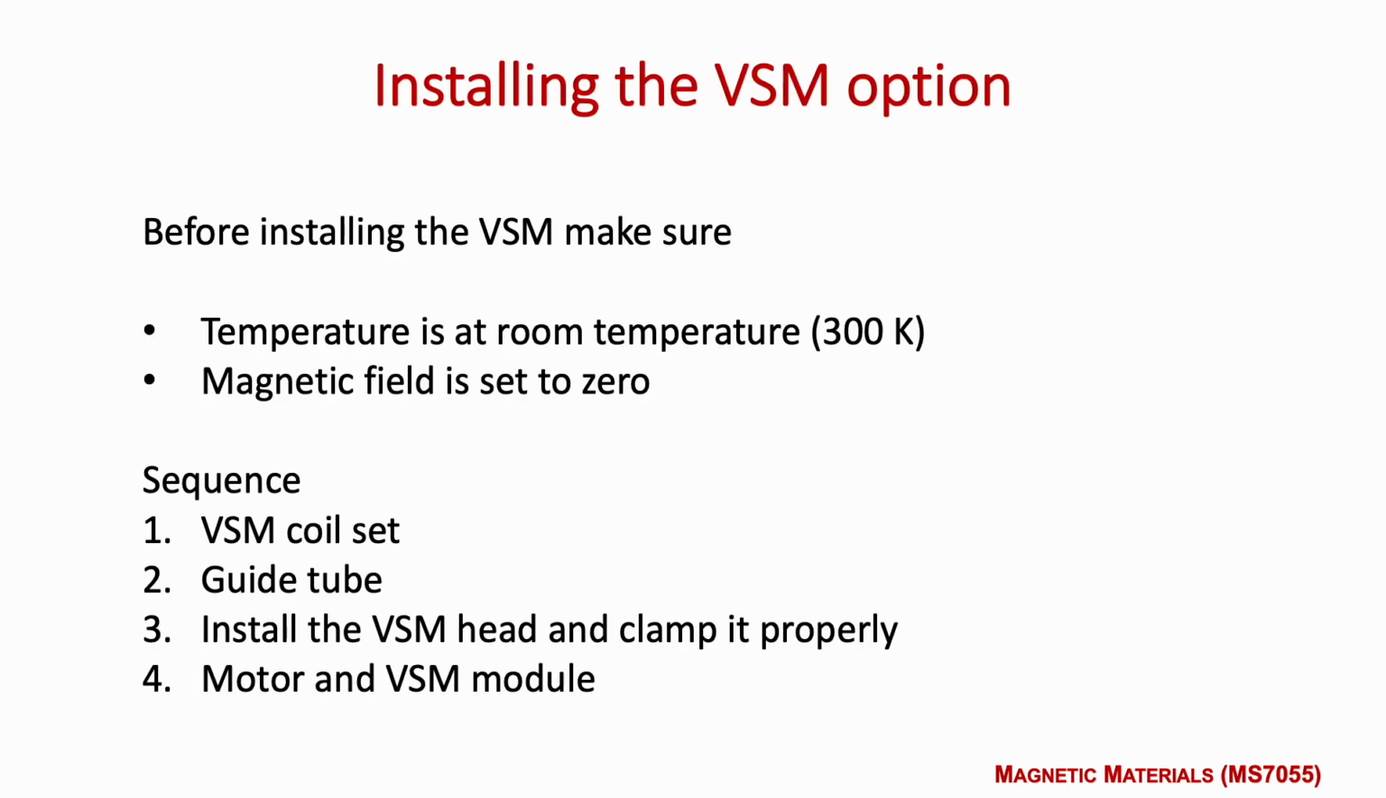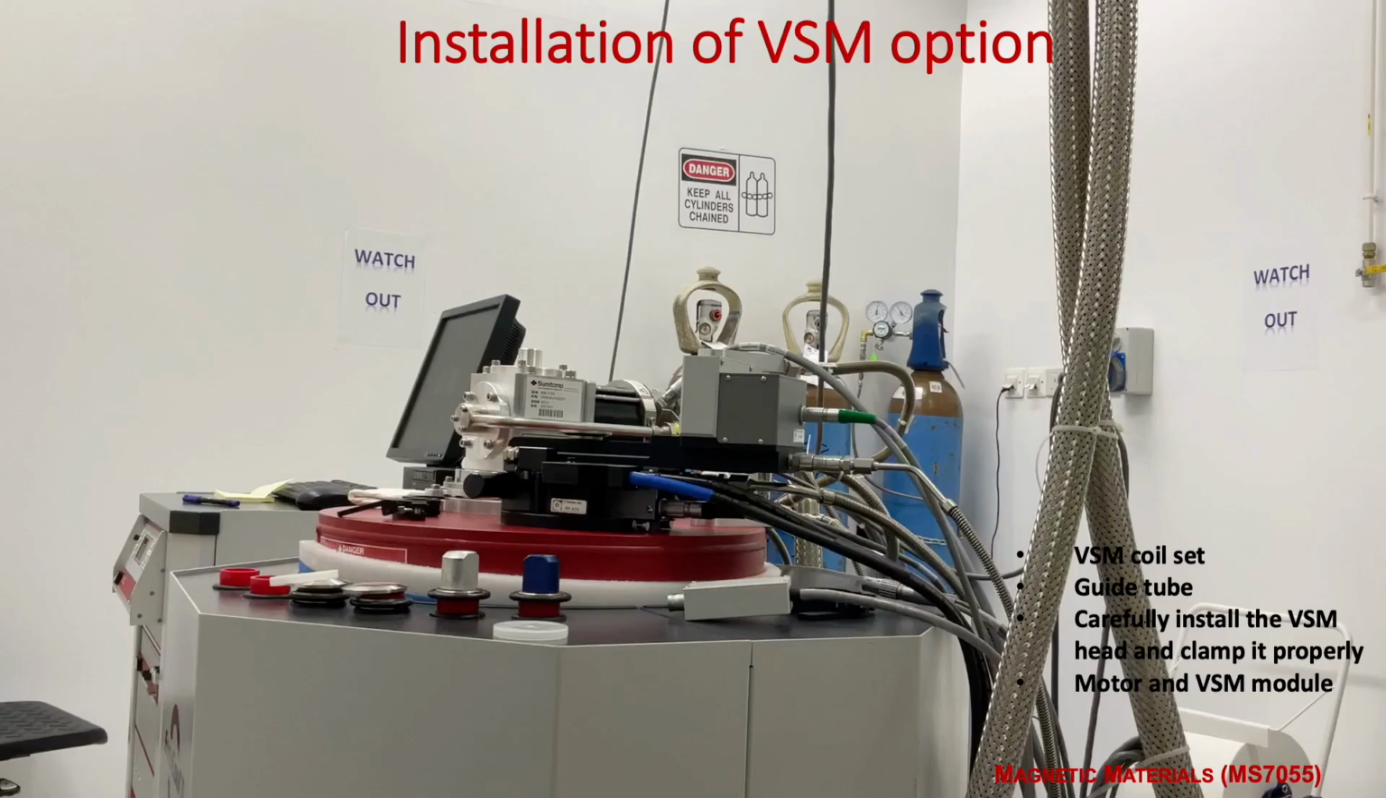So, installation of the VSM option. Before installing that, we should first make sure that the temperature is at room temperature and the magnetic field is set to 0. I'll let you know in the coming course how to set the field to 0 and the temperature to room temperature. And this is the sequence. First we install the VSM coil set, then the guide tube, then the VSM head, and then the motor and VSM modules. So this is the video you see here.